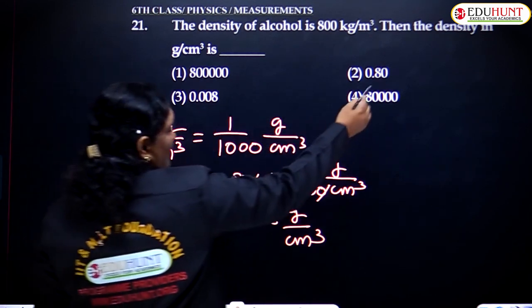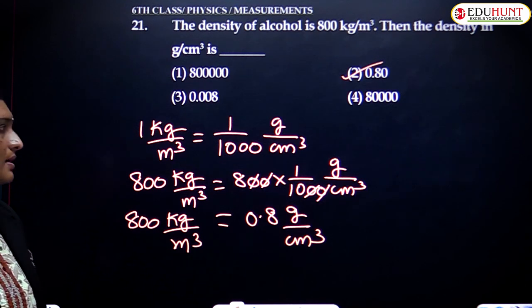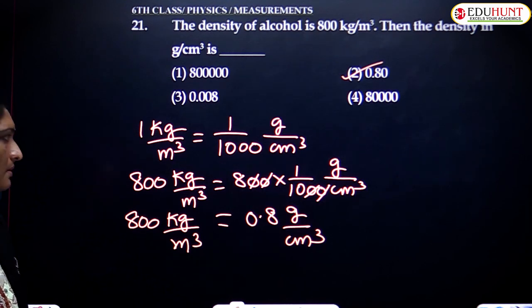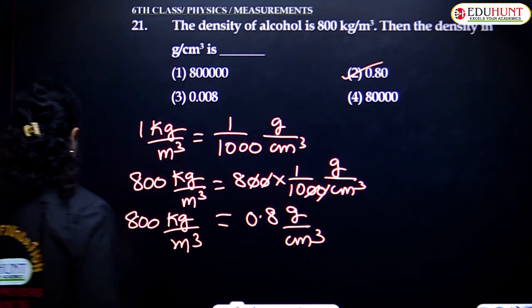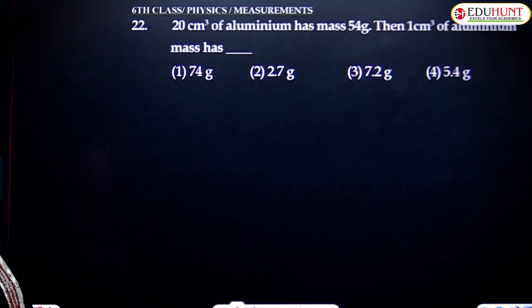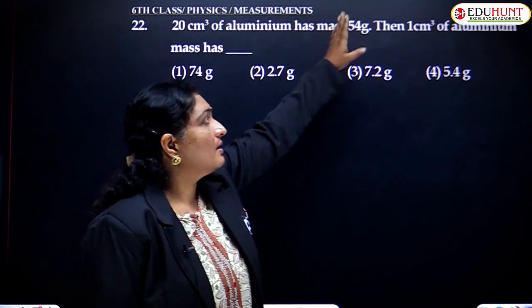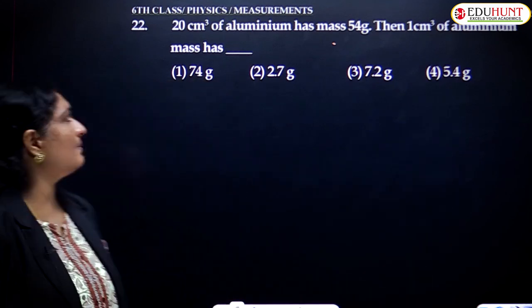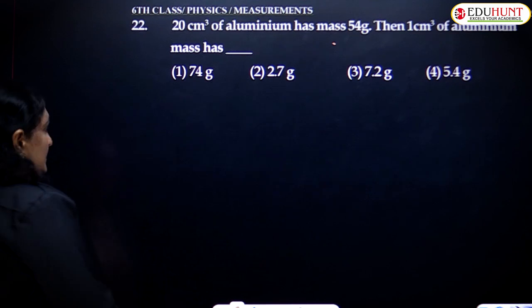So where is 0.8? 0.8 or 0.80? Both are same. So this is your correct answer. Okay. Actually you need to write it as 0.80 only. Fine. Okay, new. So moving to the next question. 20 centimeter cube of aluminium has mass 54 grams. Volume is given, mass is also given. Then 1 centimeter cube of aluminium have how much mass? A different question. Let us see.